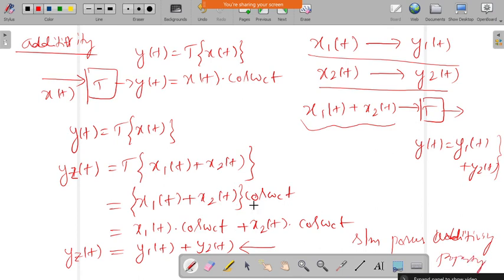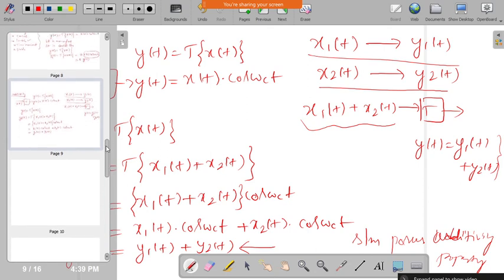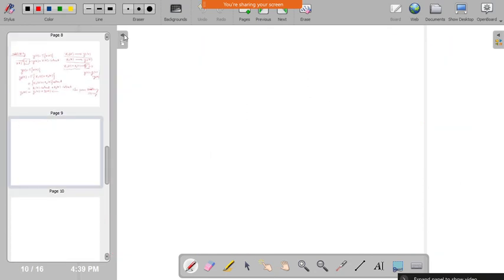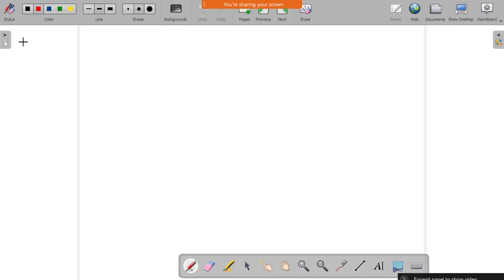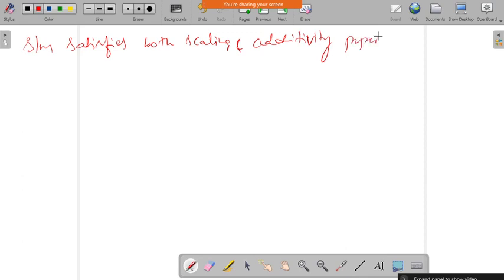Now the system satisfies both the properties, the additivity property as well as the scaling property. Then we can say the system is linear.